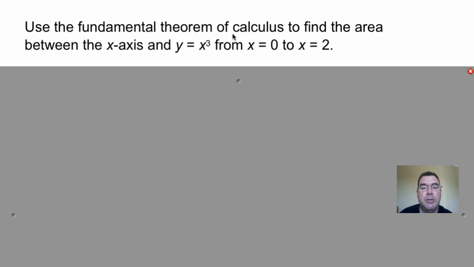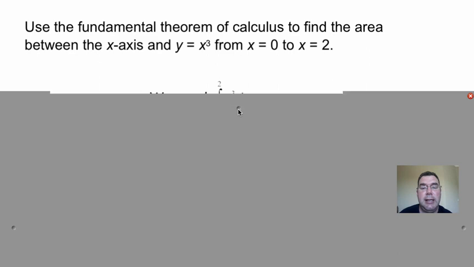So if I am using the fundamental theorem of calculus to find the area between the x-axis and y equals x to the third from x equals 0 to x equals 2. So x to the third is going to be my f of x, my a is going to be 0, and my b is going to be 2. So let's see what that looks like if I plug everything in.